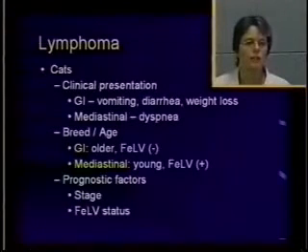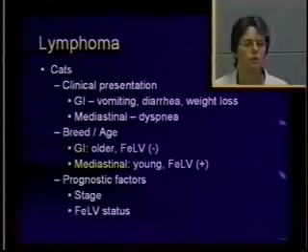The clinical presentation for cats is somewhat different. They tend to have either GI lymphoma or mediastinal lymphoma. Multicentric lymphoma is actually relatively rare, although there have been reported pockets of multicentric lymphoma in cats in various locations in the UK and in the United States.